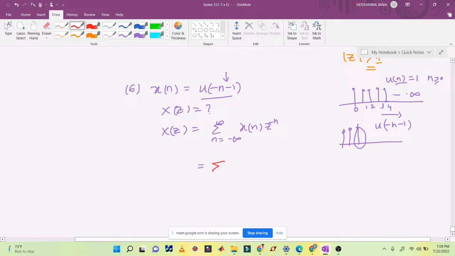Okay, so let us substitute this. n is equal to minus infinity to plus infinity u of minus n minus 1 z power minus n. So what it does to the signal x of n, it changes the limit of summation.